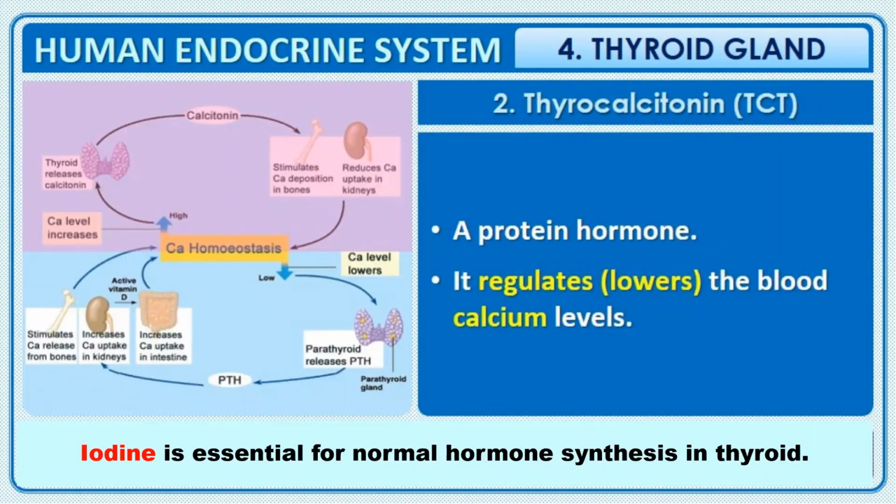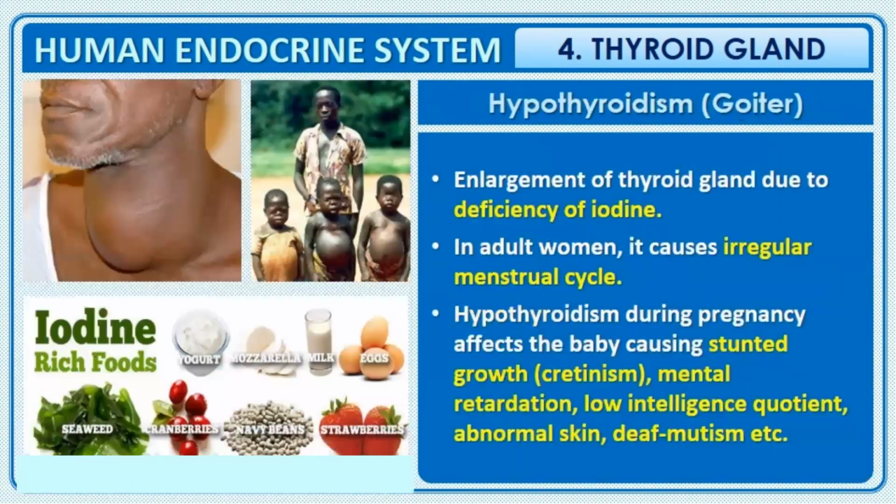TCT is a protein hormone that helps in lowering the blood calcium level. Iodine is essential for both types of hormones and for normal functioning of the thyroid gland.